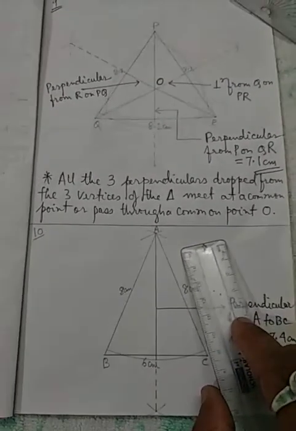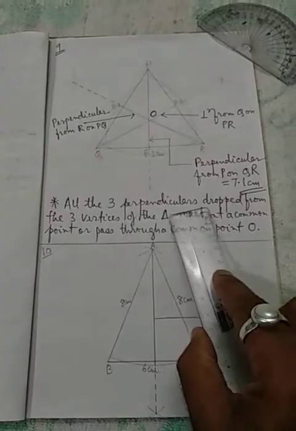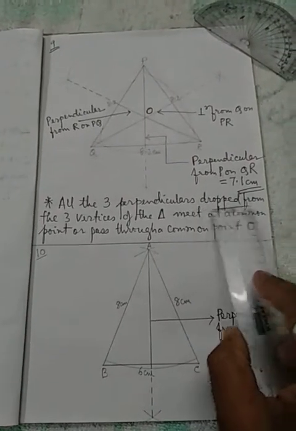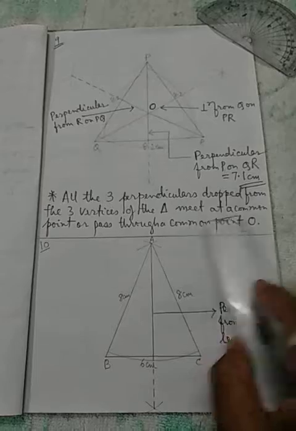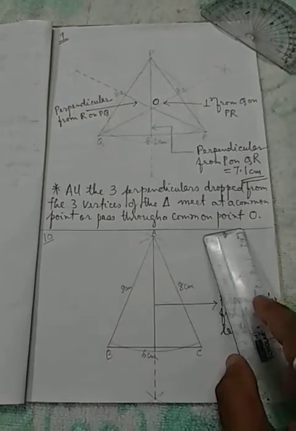That is what I have written here. You can see all the 3 perpendiculars dropped or drawn from the 3 vertices of the triangle meet at a common point or pass through a common point.